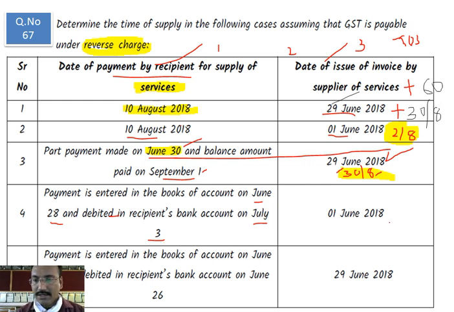For this you have to add the 60 days. 60 days from 1st June means which one? August 2nd. 2nd August is the date for this. Plus 60 days you have to add. So now you find the earliest date.